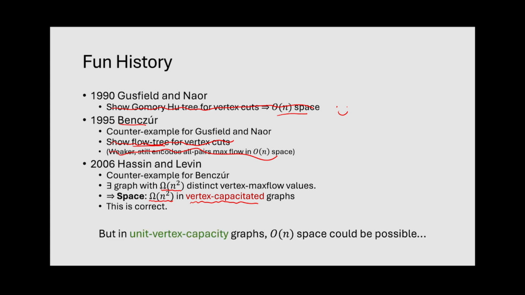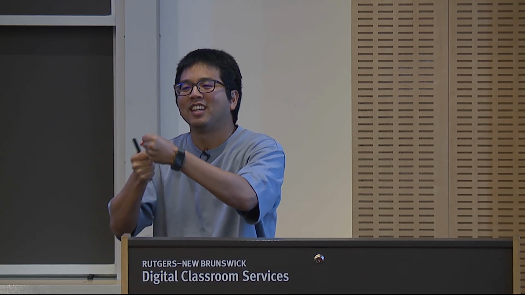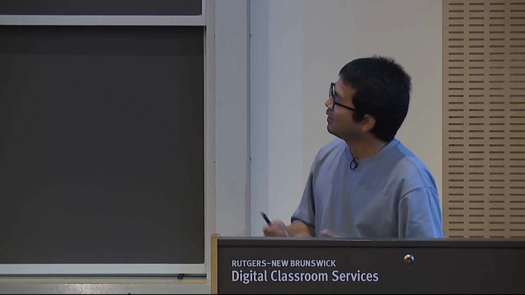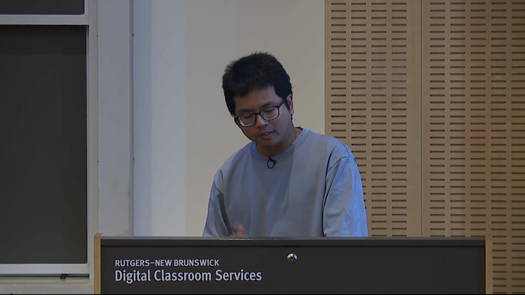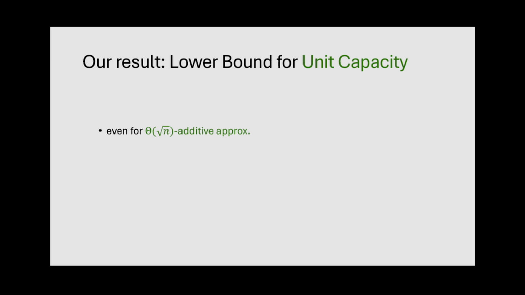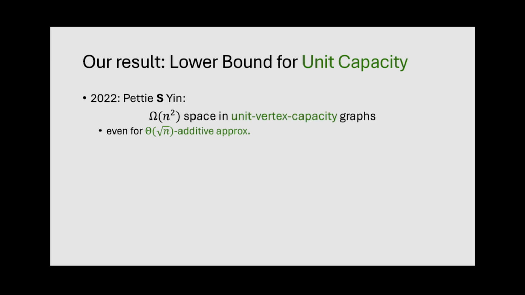But we can still ask: what if you look at the normal graph where each node has weight 1? Min vertex cut really just asks how many nodes you need to delete, not about the weights. Right now, nothing rules this out. Is this possible? We show that it's not. Even in this unit vertex capacity case, you still need n squared space.